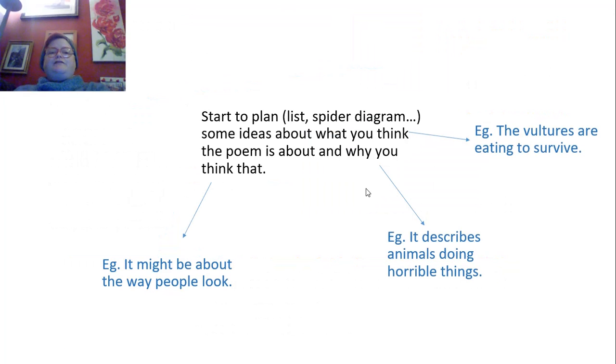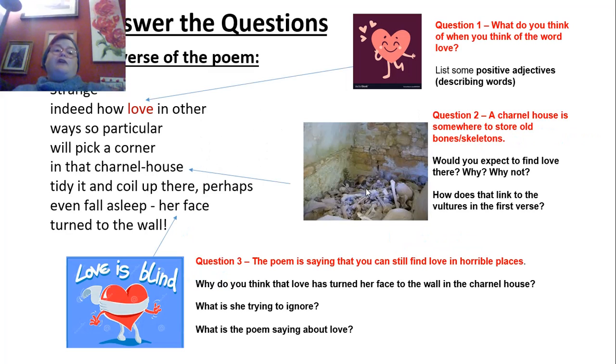And I believe that then I want you to come up with a spider diagram. So start to plan. You can do it as a list or a spider diagram, I don't care which. Some ideas that you think the poem is about. And you've got 3 examples on the board to help you. So complete task 3. Think about those questions that are on the board and do some writing about each one. You should end up with a chunky paragraph for each question.